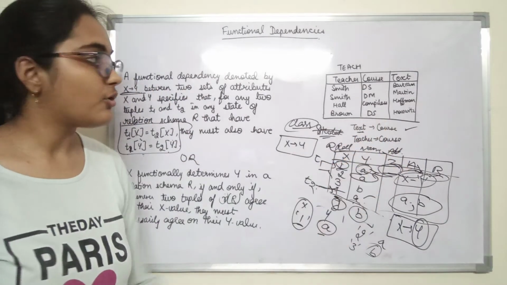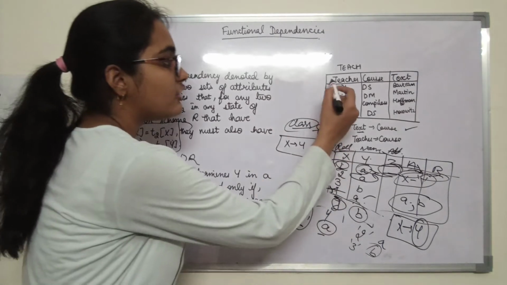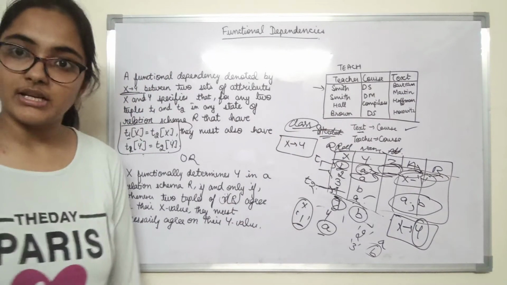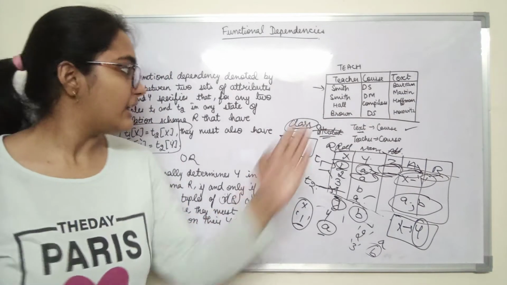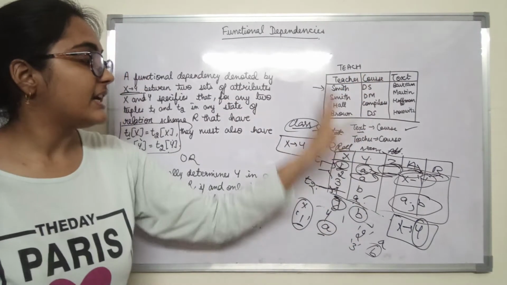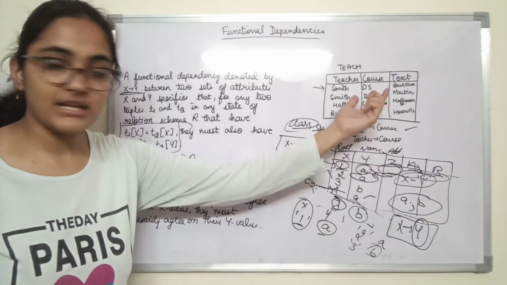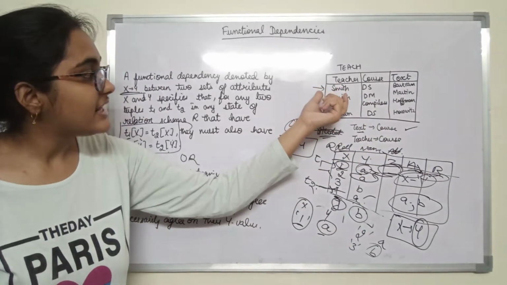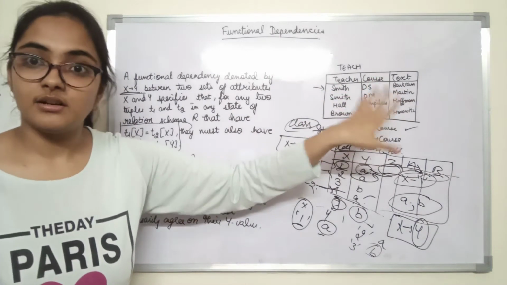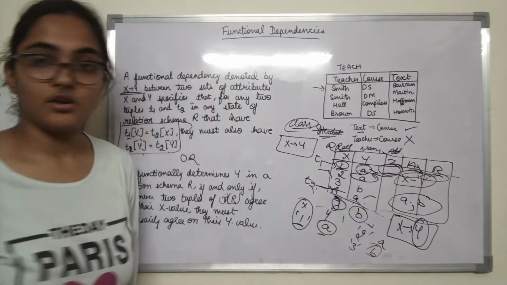Does teacher determine course? Given the value of teacher, can we say the value of course? No, because given the value of teacher as Smith, we are unable to give the value of course uniquely, right? Uniquely is important. Definitely we'll be able to give some value of course. We'll be able to say DS and DM. Let us say, given the value of teacher Smith, can we say the value of course uniquely? No, because given the value of teacher as Smith, what is the value of course? DS and DM, right? So it is not unique, right? So this dependency does not hold, right?